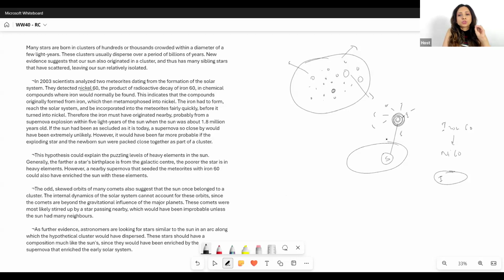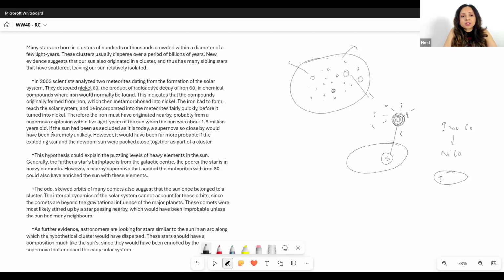It would have entered into the meteor, formed that compound, and then the decay would have started, and it would have turned into nickel that we found, right? Okay. When the sun was about 1.8 million years old. So it's telling us that at this time, perhaps it was like the early solar system.